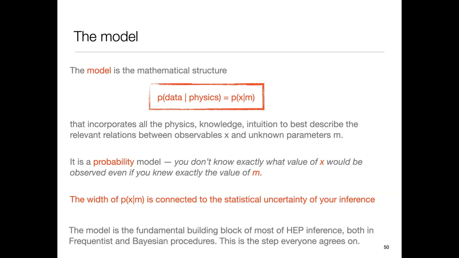So you have to remember that the model is the fundamental building block of most of inference. And until here, the two statistics schools are together. They all assume the model. The model is the basic assumption we all make to start our inference. It's the step that everyone agrees on, okay?